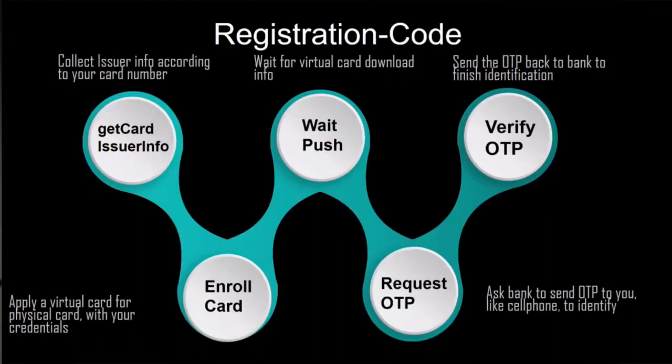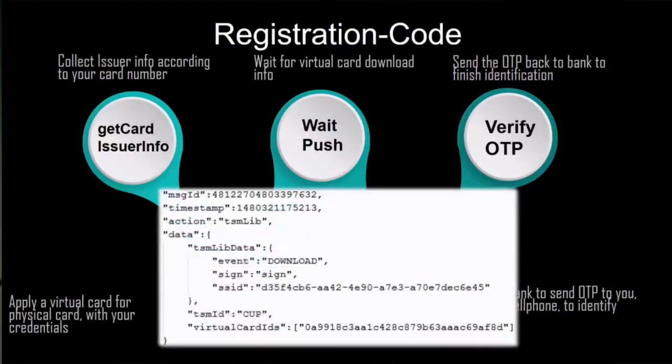But what they are waiting for is this information, and this information was leaked on logcat. Why is this information important? Because it is critical for downloading your virtual card applet. The most important part of this information is the SSID.